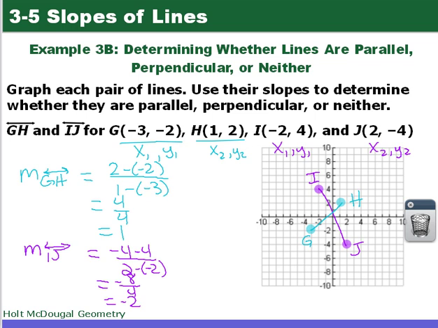After we plot our points, we calculate the slope. The slope for GH, we get 2 minus -2 over 1 minus -3, which simplifies to give us 1. And our slope for IJ, y sub 2 minus y sub 1 over x sub 2 minus x sub 1, simplifies to give us -2. We can look at these slopes and realize they're not the same, so they're not parallel. They're not opposite reciprocals either. So what's our other choice then, Ms. Briscoe? They must be neither. Yeah, these are going to be neither.